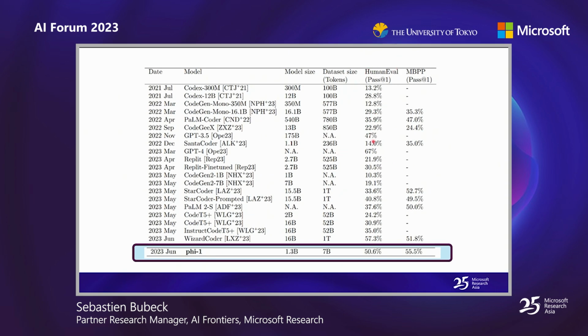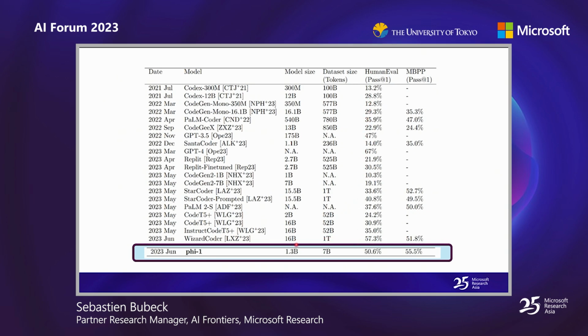Now let's look at their performance. For performance, I have two columns, but the only one we're going to look at together is HumanEval, which is this benchmark that OpenAI created. It's a very challenging benchmark for coding. And you see that their Codex model 2 years ago was scoring 29% with 12 billion parameters and 100 billion tokens.